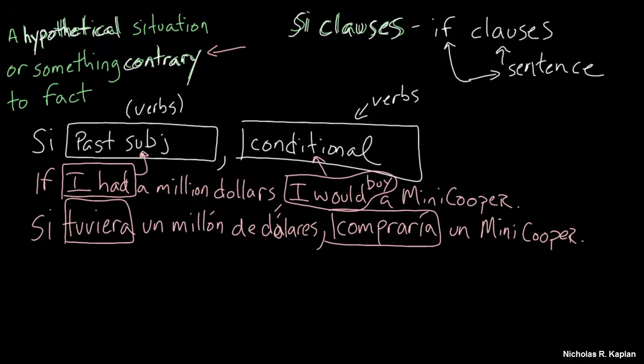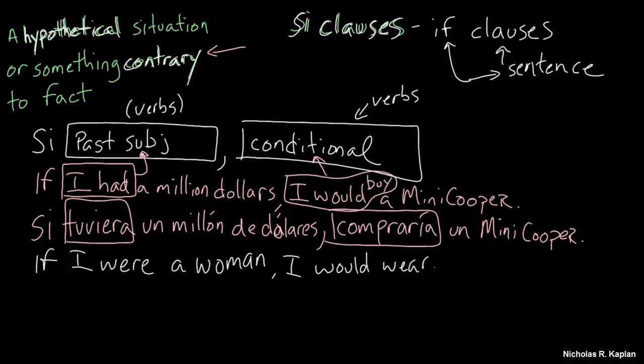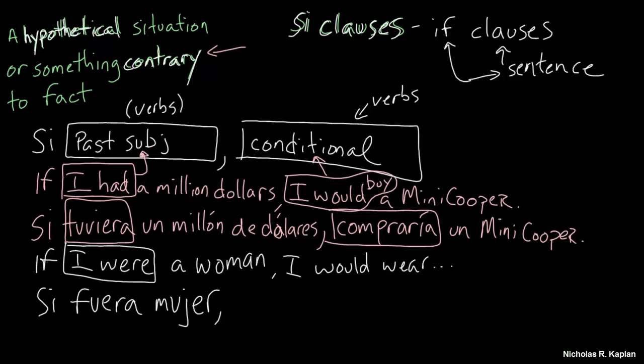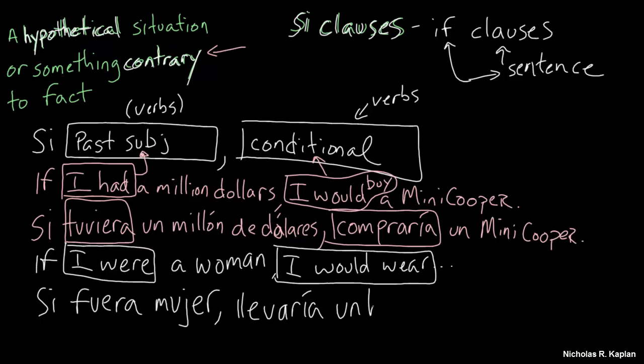So how about we say something like, if I were a woman, I would wear... Okay, so I identify as male, so this is obviously contrary to fact, and I will start with if, si. This is ser, past subjunctive, si fuera mujer. I would wear, so let's use the verb, say, llevar. Llevaría un bikini chiquitini.